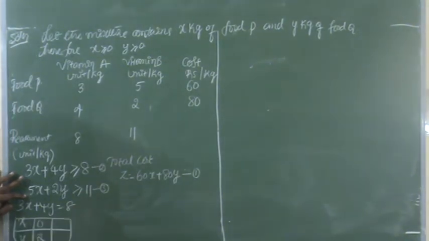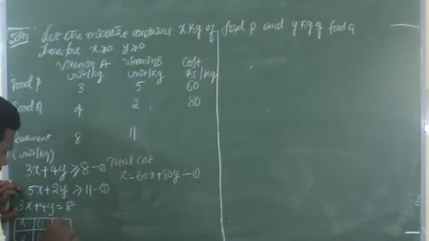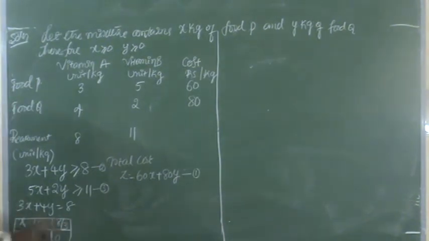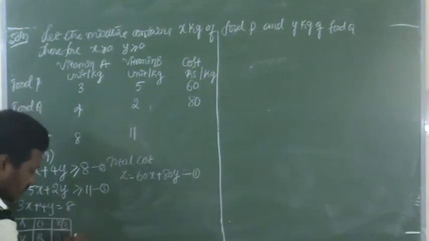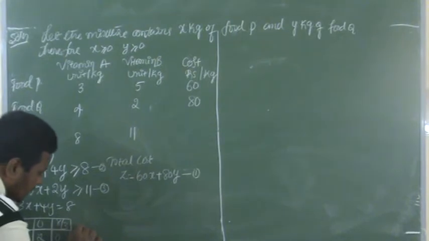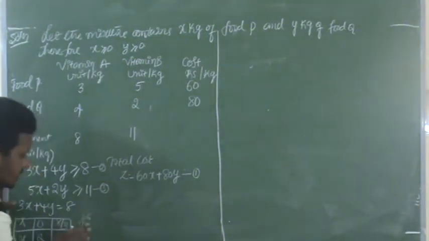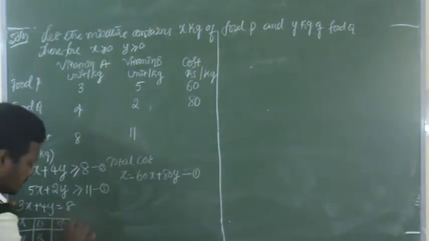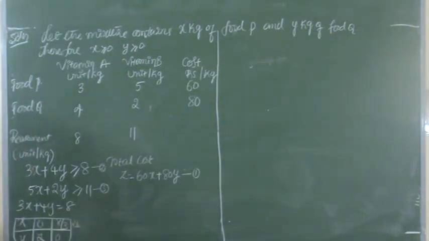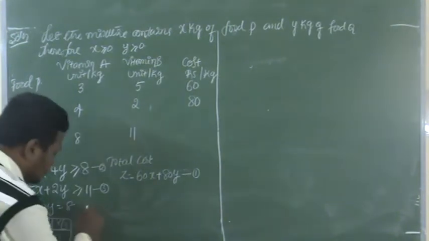That is 2. And when y is equals to 0, the x value is 8 by 3. Okay, this is 8 by 3, approximately 2.6. Okay.